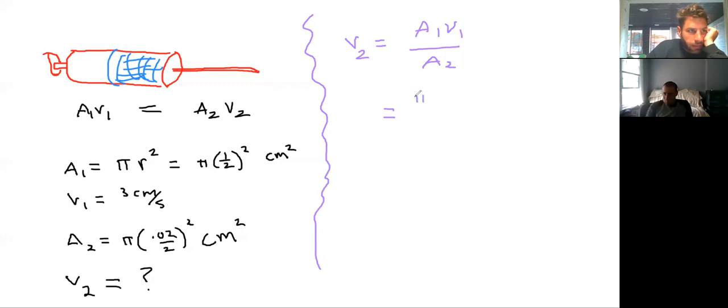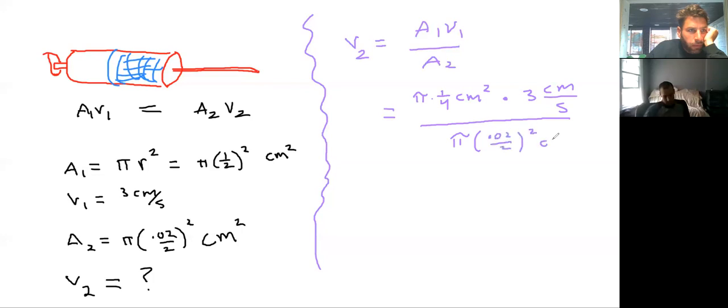So you have pi, and then this is 1/4, and then that's centimeters squared, and then v sub 1 is 3 centimeters per second, all over, down here you have a pi, and then 0.02 over 2 squared, and then centimeters squared. And again, this might be overkill. Maybe you don't like to write your units. I do, because I like to cancel things and see them cancel.